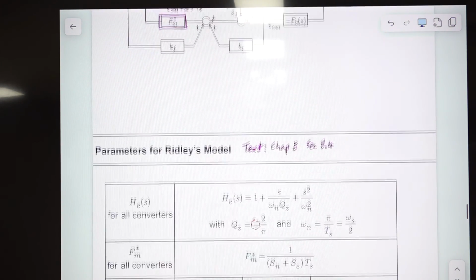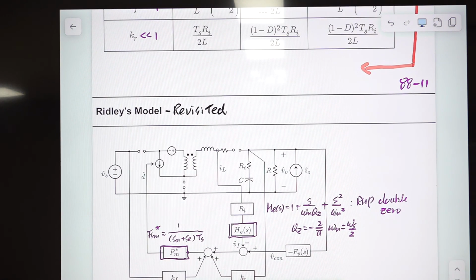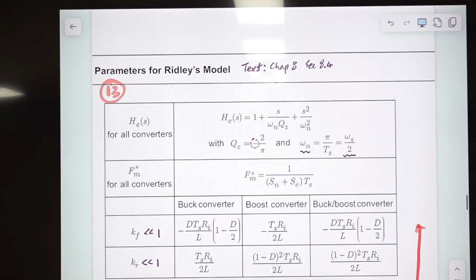So this is the end of the two topics on the sampling effect: the origin of the sampling effect and the modeling approach to it, and this model for the sampling effect has been covered. The derivation of this will come later on.